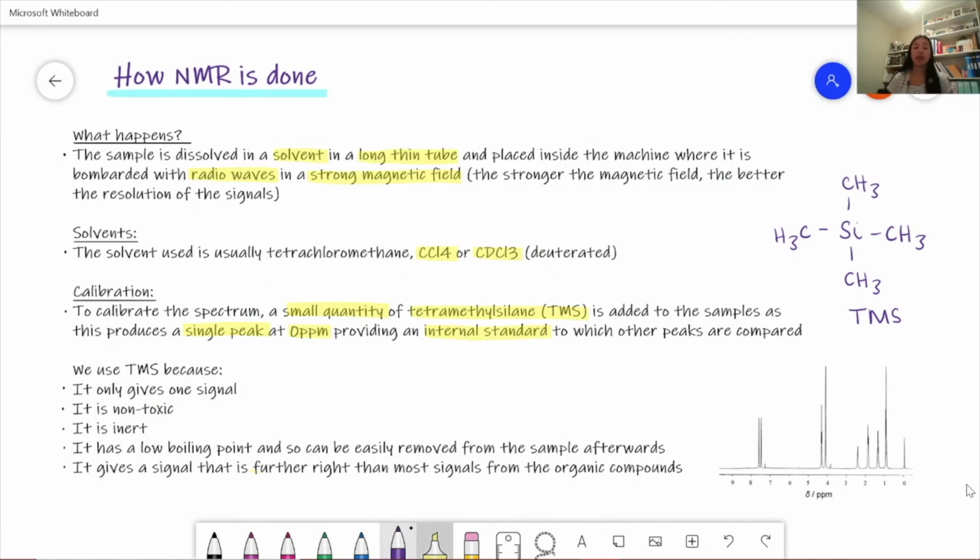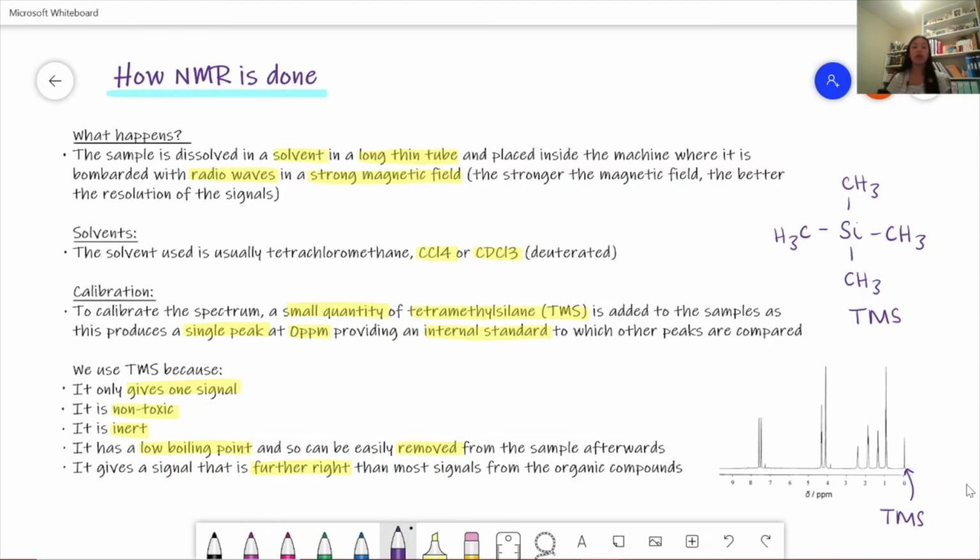And there are a few reasons why we use TMS, and you'll need to memorize all of these. So the first is that it gives only one signal, it's non-toxic, it's inert, and it also has a low boiling point, and so it can be easily removed from the sample afterwards. And the last thing which makes TMS good to use is that it gives a signal which is much further right than most of the signals from the organic compounds. So if we look at this example of a spectrum on the right, this peak here at 0 parts per million is our peak for TMS.